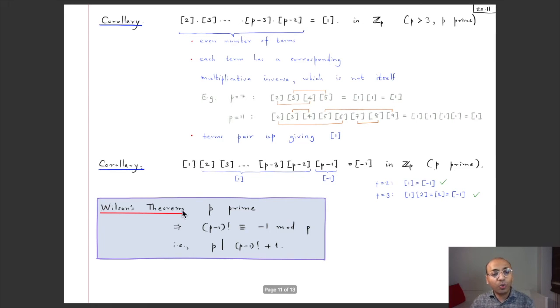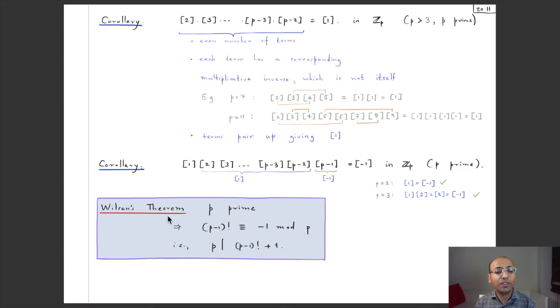So we'll now show Wilson's theorem, which is a certain number theoretic result, and this Wilson's theorem is really a translation of what this corollary says. So first of all, Wilson's theorem says that if p is a prime number, then p minus 1 factorial is congruent to minus 1 mod p, or in other words, p divides the difference of these two integers. So in other words, p divides p minus 1 factorial plus 1.